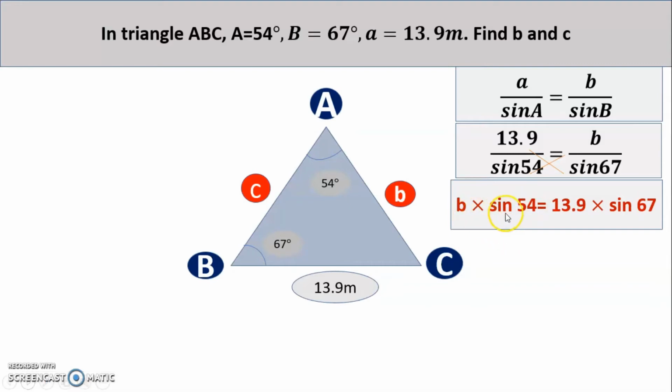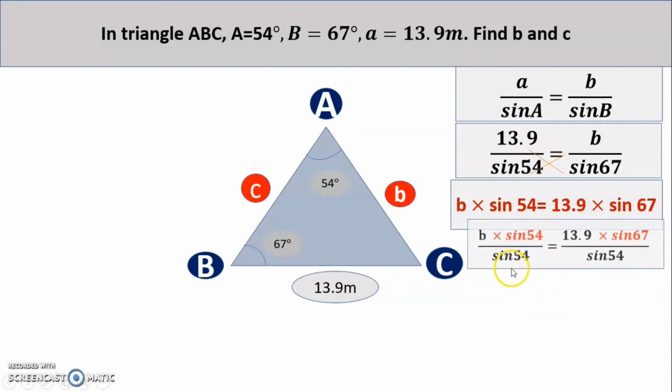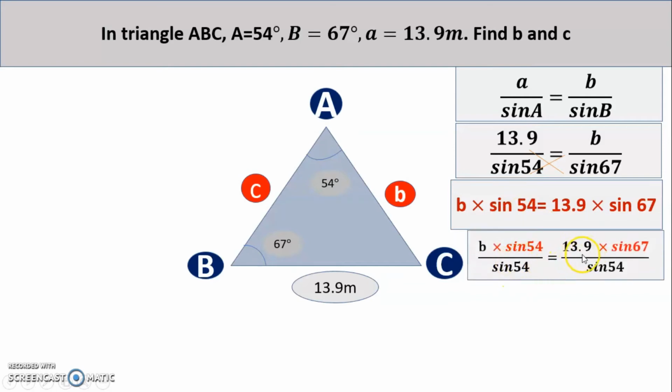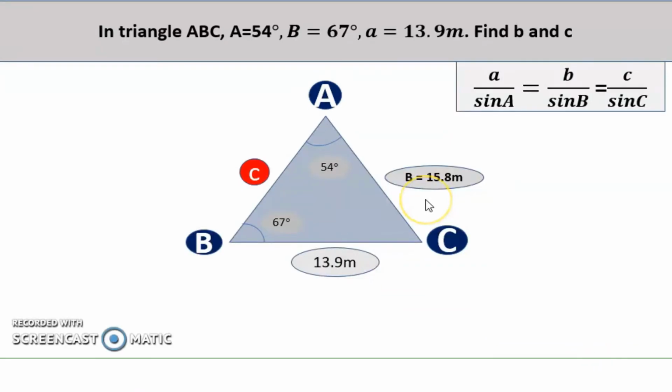So if I'm dividing both sides by sine 54 degrees, I have b times sine 54 degrees all over sine 54 equal to 13.9 times sine 67 all over sine 54 degrees. So sine 54 will cancel out sine 54 degrees, remaining b. So if you punch this in your calculator, the answer you will get is 15.8 meters. So we found our b to be 15.8 meters.